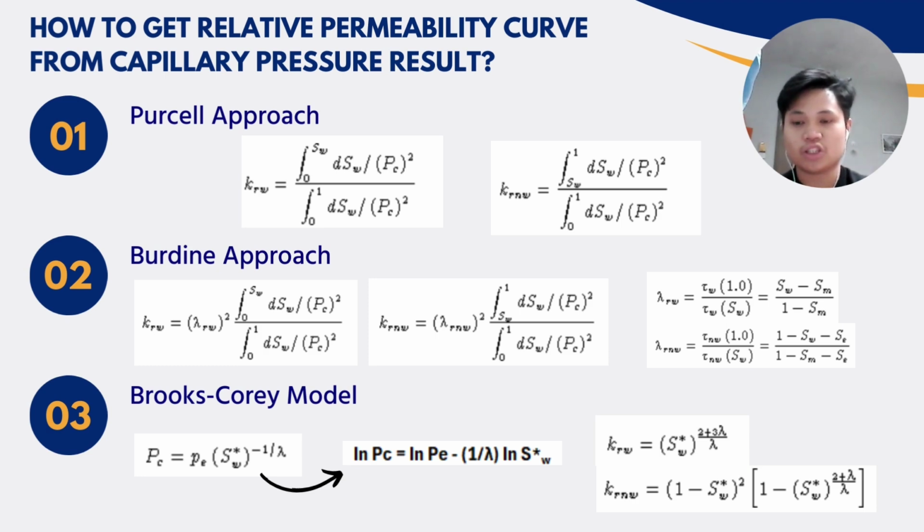Then, we can obtain several data points for KRW and KRNW. By plotting KRW and KRNW against water saturation SW, we can obtain the relative permeability curve for the Purcell approach.